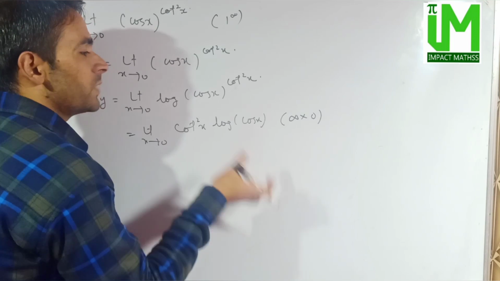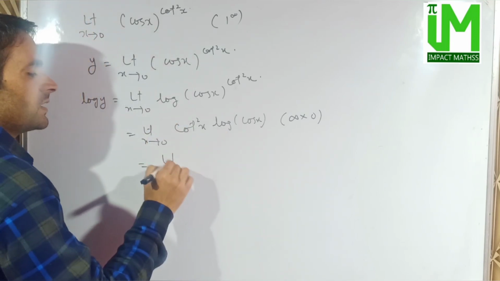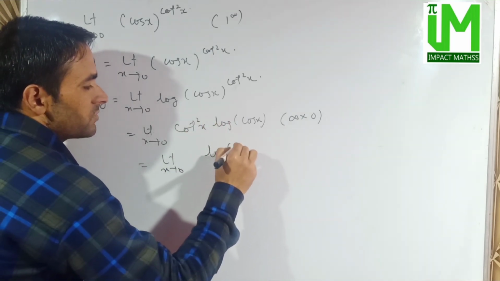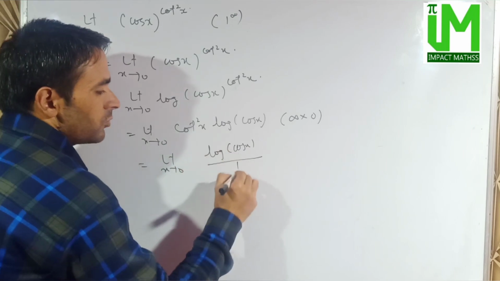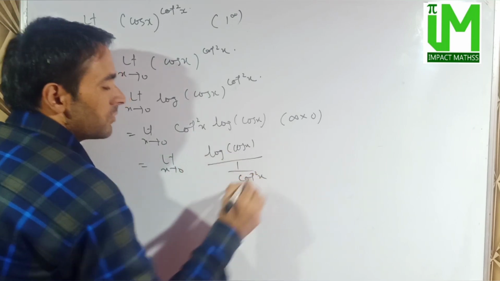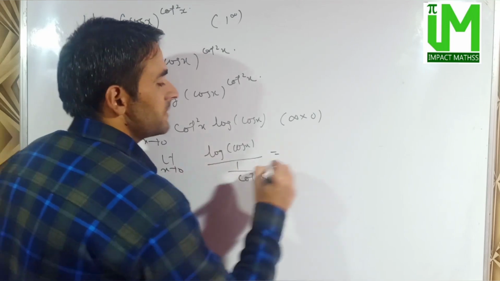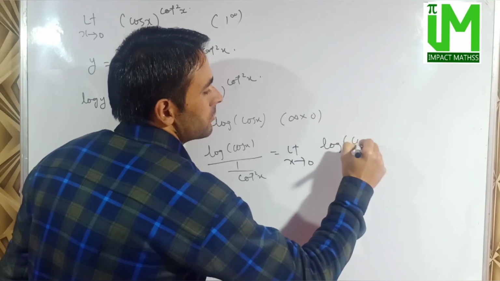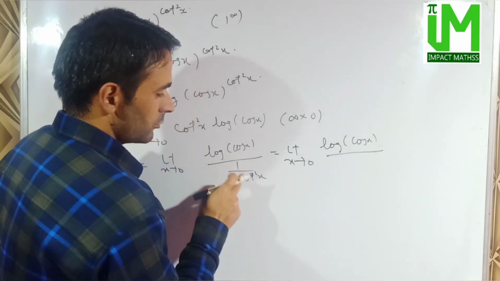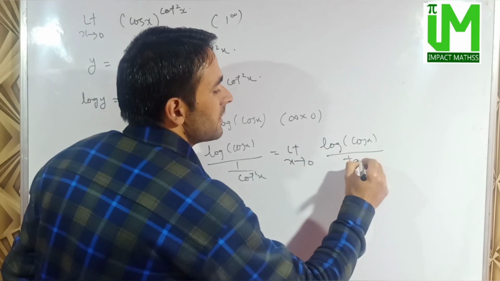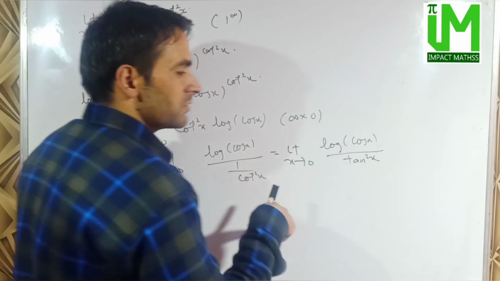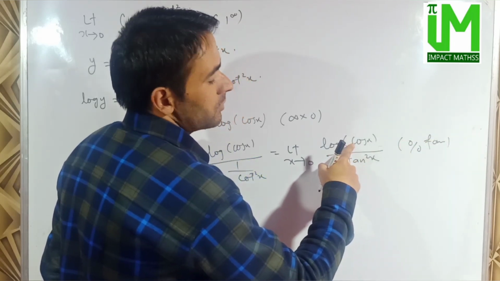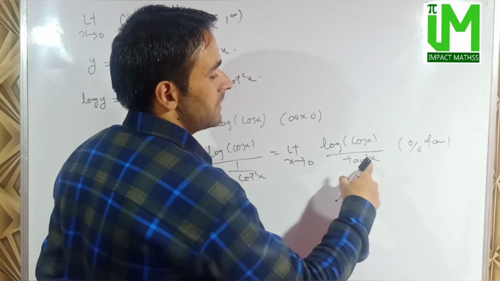Now from here we will bring it to 0 by 0 form, so limit x approaches to 0, we can write it as log of cos of x divided by 1 over cot square x. Now we can also write this as limit x approaches to 0 log of cos x divided by 1 over cot square x, which we will write as tan square x. Now this is reduced to 0 by 0 form because log of 1 is 0 and tan 0 is 0.